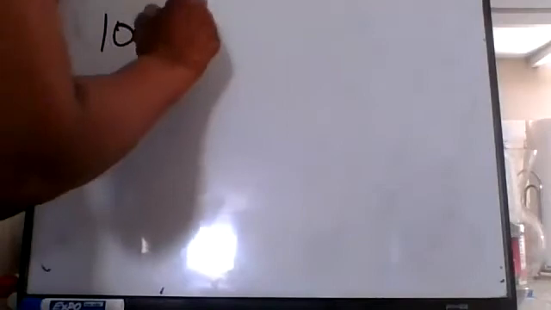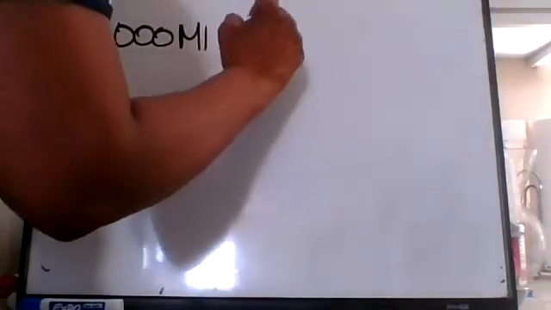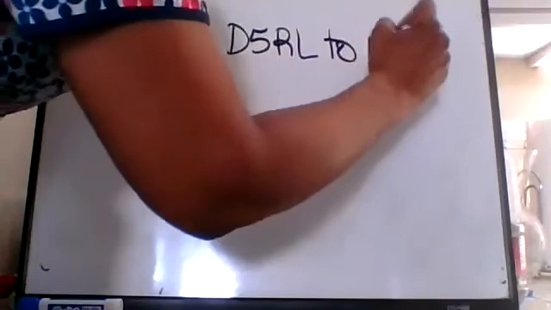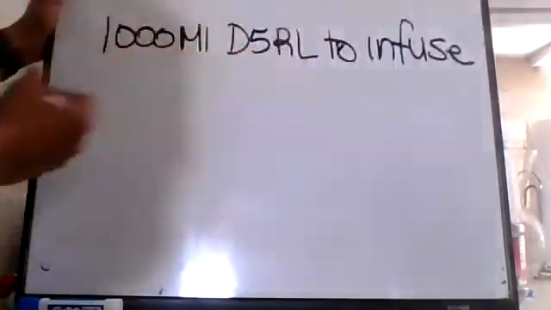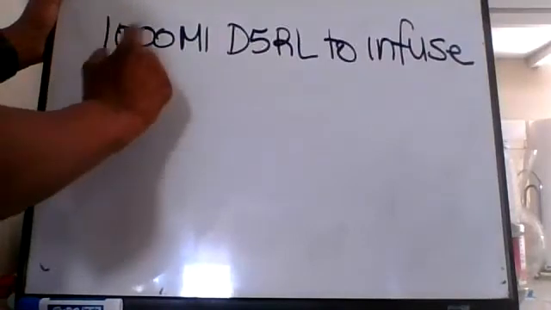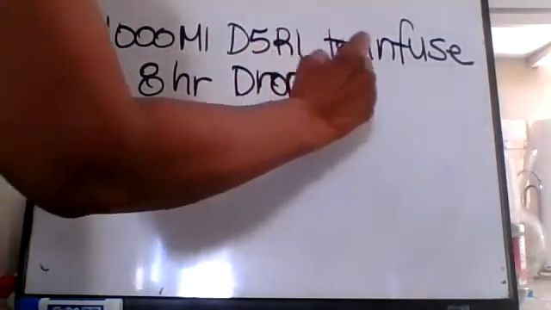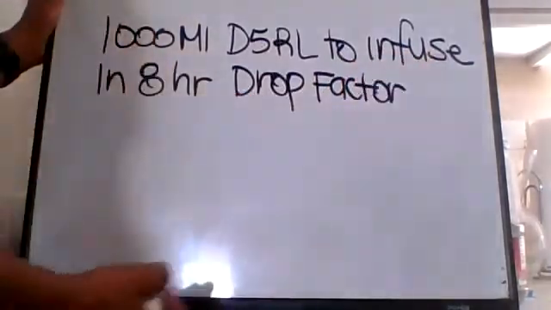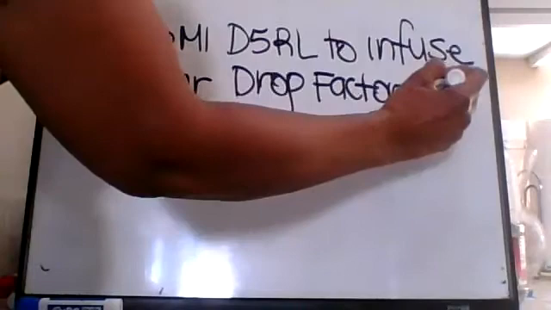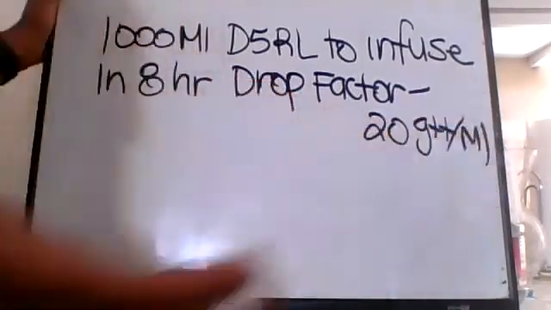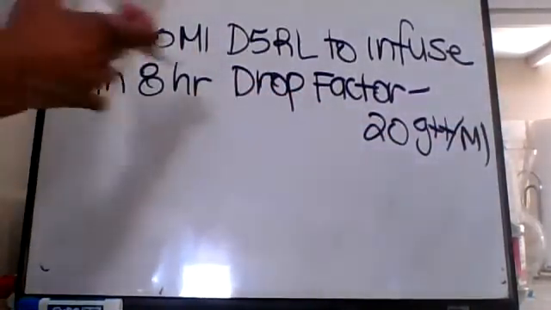All right, so let's start with the first one. First problem is 1,000 milliliters of D5 Ringer's lactate to infuse in 8 hours. The drop factor, you know it's a problem with a drop factor because it gives you the drop factor. The drop factor is 20 GTT per milliliter. Okay, so this is the problem. So now we're going to solve it.